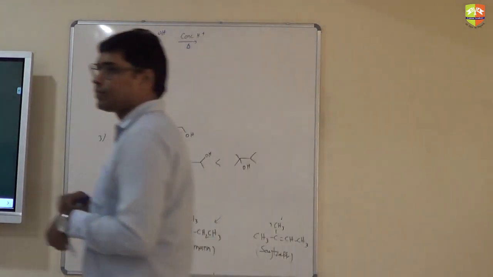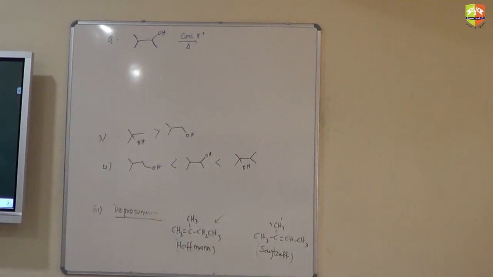How do you know whether that alcohol is more stable as the first carbocation? Is that water?